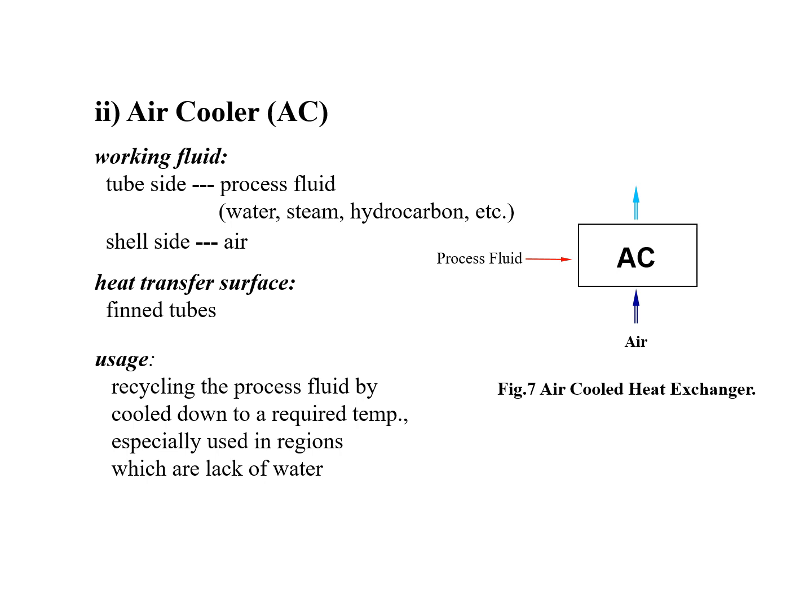The working fluids are process fluid and air. The heat transfer surface is fin tubes. Such a system is installed to cool down the process fluid to a required temperature, especially used in regions which lack water. During the cooling process, 2 situations might arise.